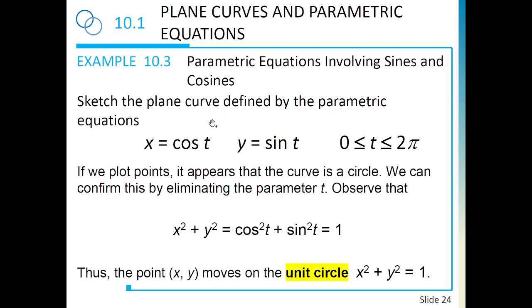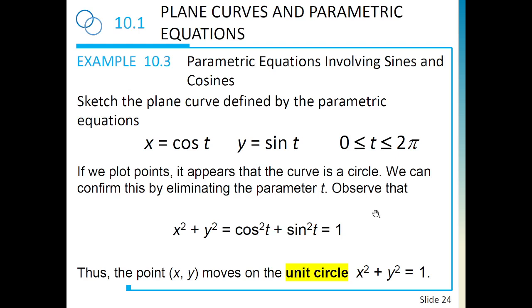In other situations we could have some familiar functions. So let's say x is given by cosine t and y is given by sine t, and then t goes from 0 up to 2 pi. So we have a plane curve, so it will be in the xy-plane, and the coordinates for the points are given by these two parametric equations. So now we can wonder what could be this curve.